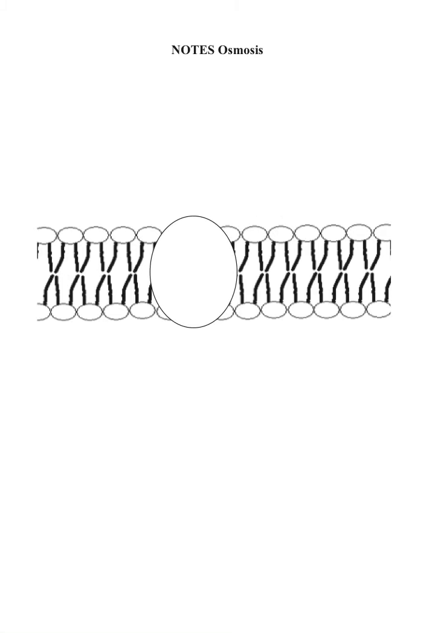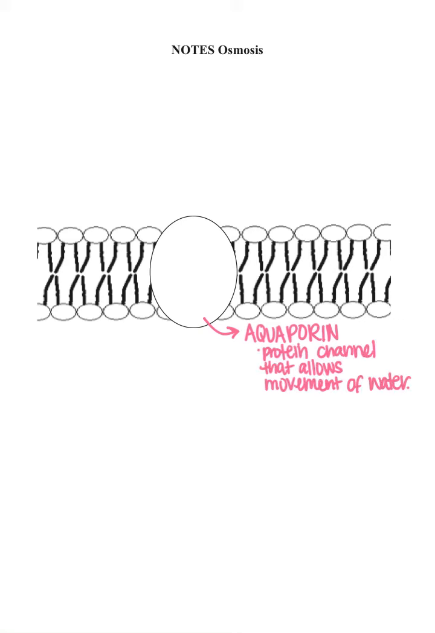So let's summarize osmosis in one page. What I have here is obviously my cell membrane. I've got my phospholipid bilayers with their tails facing the inside, and embedded in this phospholipid bilayer, I have a protein. This protein is called aquaporin. Aquaporin is the protein channel that allows water molecules to move across.